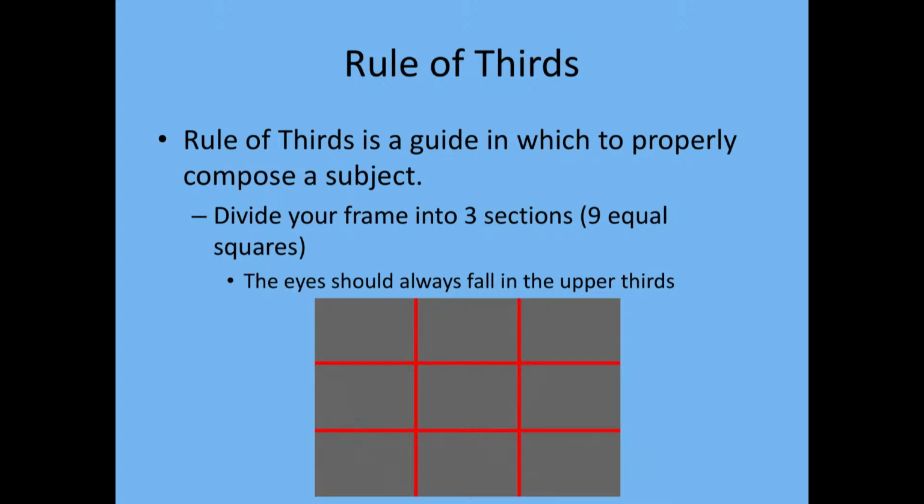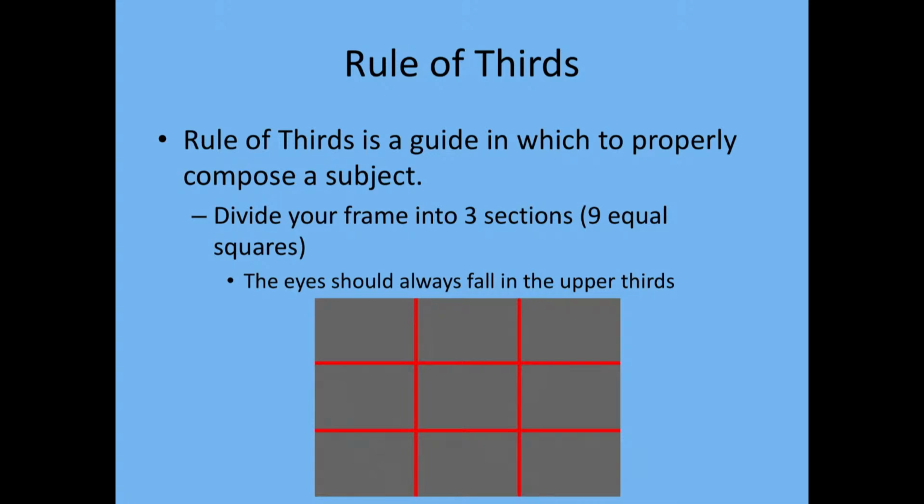Essentially, the rule of thirds is a guide in which to properly compose a subject. Divide your frame into 3 sections, 9 equal squares. It's a tic-tac-toe grid. Pretty easy. You guys have probably already played that game. By the way, I'm undefeated, never lost. Pretty amazing at it. Let's digress. The eyes, this is the most important part. The eyes should always fall in the upper thirds.